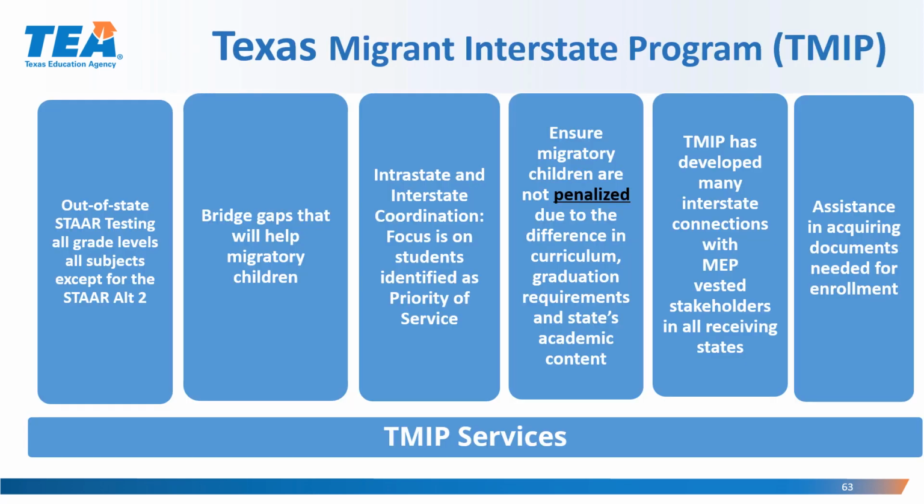Another initiative that we have is the Texas Migrant Interstate Program, or TMIP. TMIP provides out-of-state STAAR testing services for all grade levels and all subjects except for STAAR Alternate 2. It helps us bridge the gap that will help migratory children have continuity in their education.